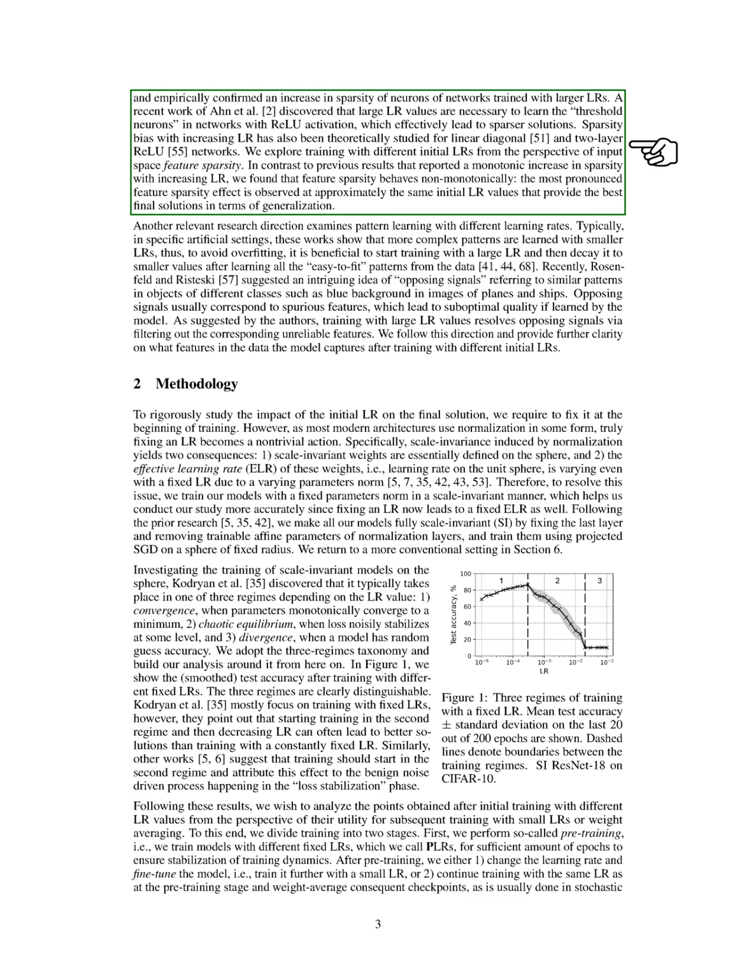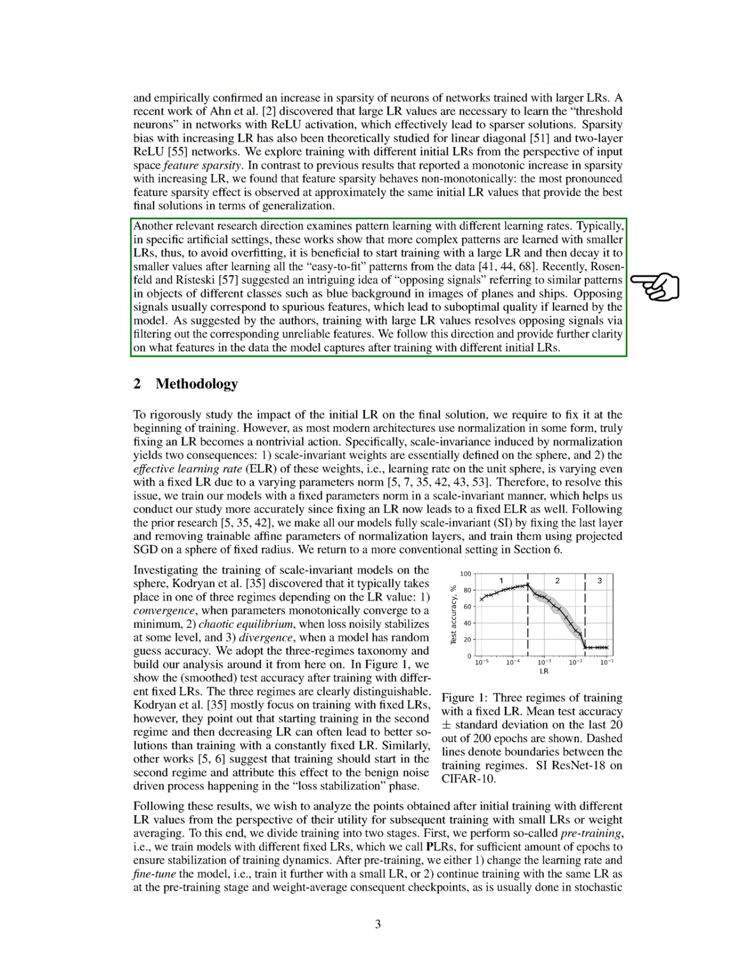Contrary to previous findings that indicated a consistent increase in sparsity with larger LRs, we observe a non-monotonic behavior, with the most significant sparsity effects occurring at LR values that also yield the best generalization results. Additionally, we examine how different learning rates affect pattern learning, noting that smaller LRs tend to capture more complex patterns. We build on the idea of opposing signals in data, showing that training with large LRs can help filter out unreliable features. Our work provides further insights into the features captured by models trained with varying initial LRs.